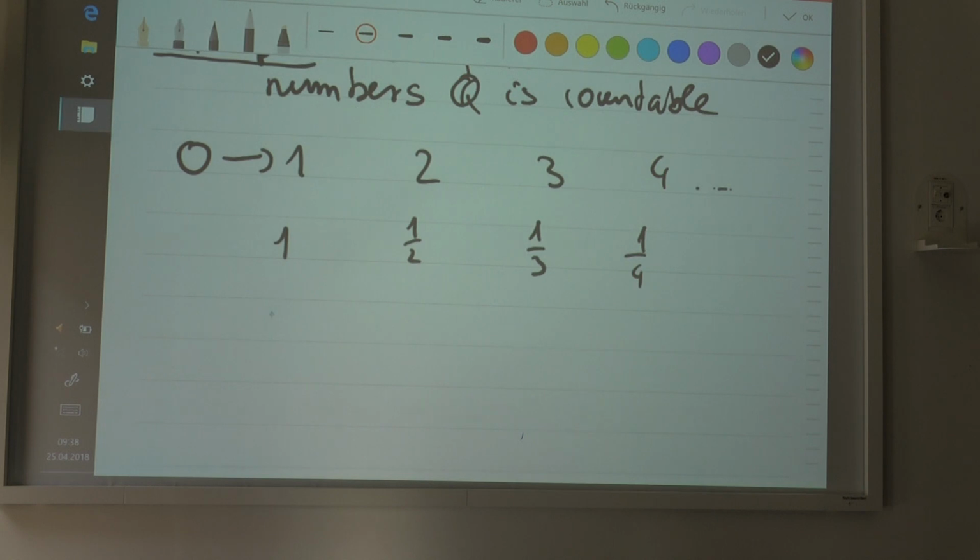Okay, so here you would have 2 over 2, which is equal to 1. So here in this case, let me just start with that. Here in this case you would have 2 over 2.